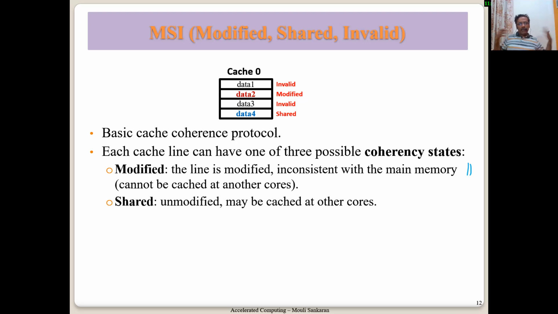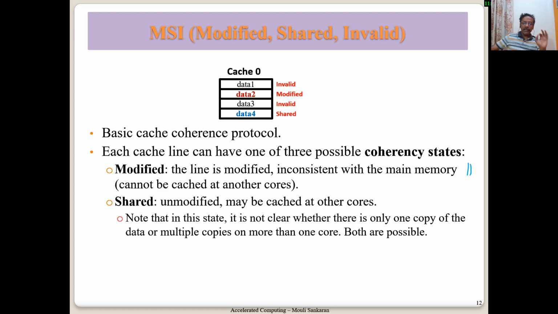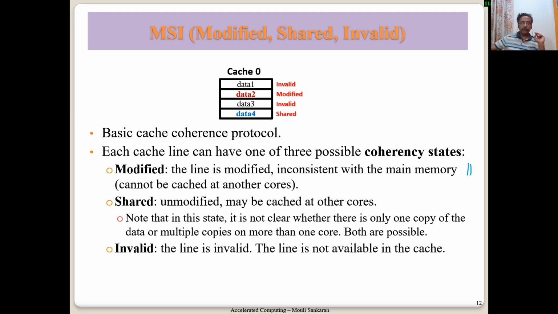So if everybody is reading from them, no issues. You can have multiple copies of a shared block in each other core, and that can work. Note that in this state, it is not clear whether there is only one copy or many copies. It can be shared, maybe one copy also, or multiple copies can be there.